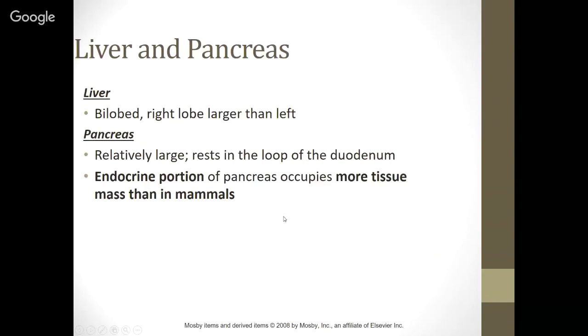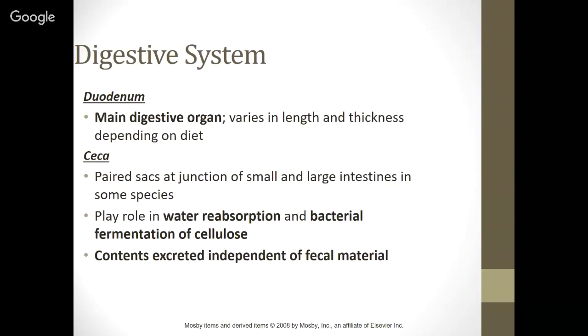The liver is bilobed, with the right lobe being larger than the left. The pancreas is relatively large, and it rests in the loop of the duodenum. The endocrine portion of the pancreas occupies more tissue mass than in mammals, so there's a lot of need for glucose regulation. The duodenum is the main digestive organ. It varies in length and thickness, and it just depends on the diet.